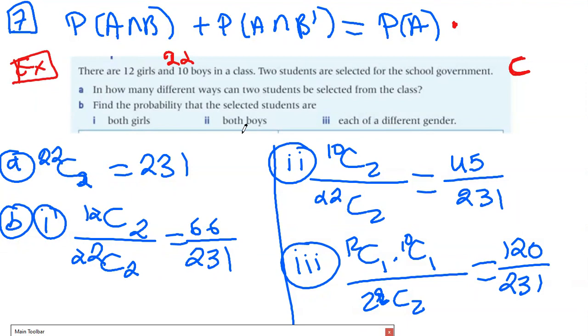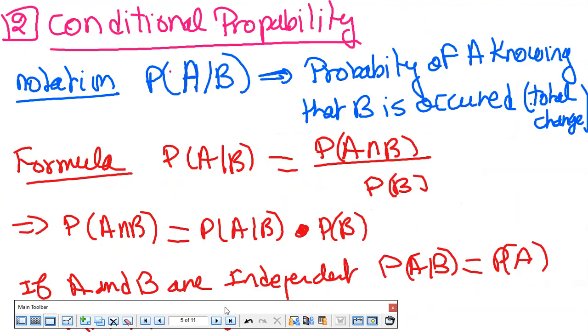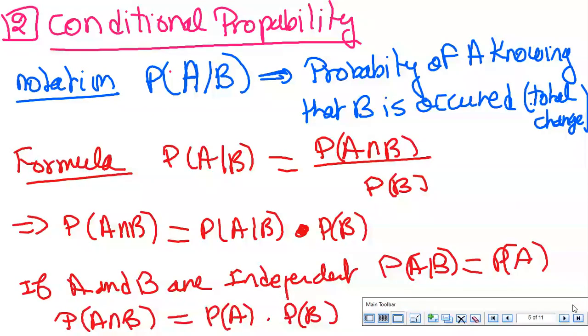If I want them to be both boys, it means I need to pick them from the 10 boys, so it's C2 10 over C2 22. And if I want to have one girl, one boy, I'll take one girl from the girls, C1 12, and one boy from the boys, over C2 22, and I will get the answer. It's very simple, guys.